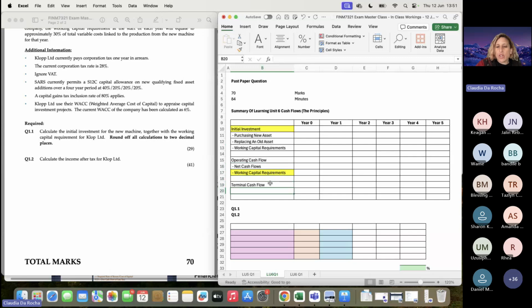Right, then terminal cash flow. Normally it is about, we sell the purchased asset. We normally do that. We sell the purchased asset, so it's normally a sale. We also get back our working capital.